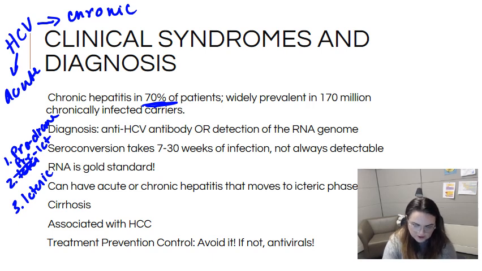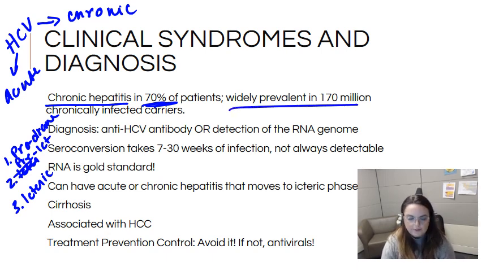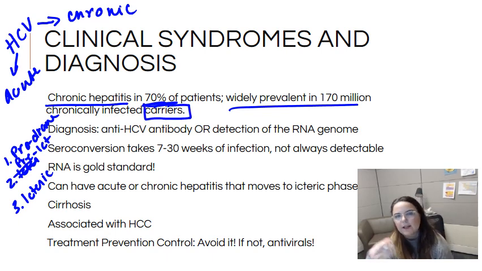70% of patients who contract HCV actually wind up developing chronic hepatitis. It's very widely prevalent. There's about 170 million chronically infected patients. And part of the reason we call them carriers is that they might not know that they are infected until they hit this icteric phase, which sometimes doesn't happen until much later in life.